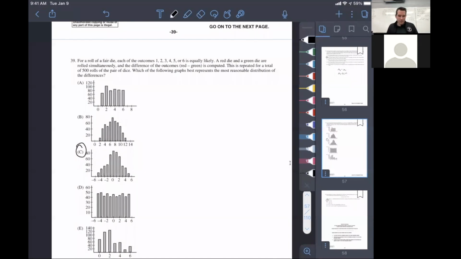Now, is it possible to get -6 or +6 as a difference? No, because you can't get 0. So in both of those cases, noting that you can get negative numbers, that limits your options to C or D. Everything else doesn't match this comparison. And what does the y-axis mean? How many times you would expect to get each of those?